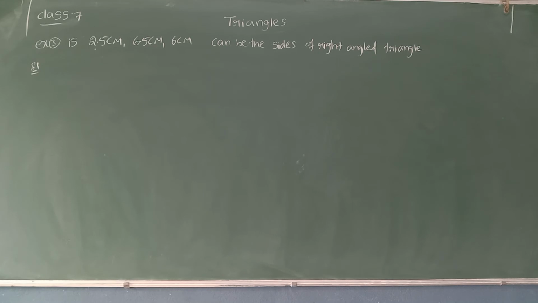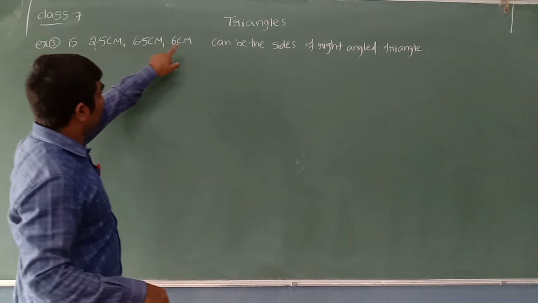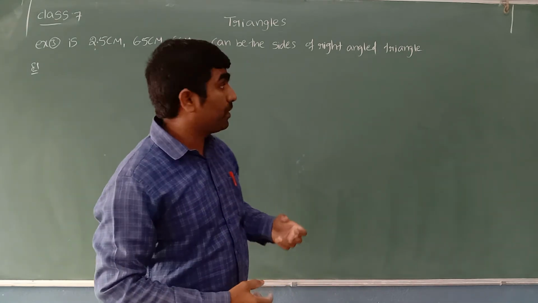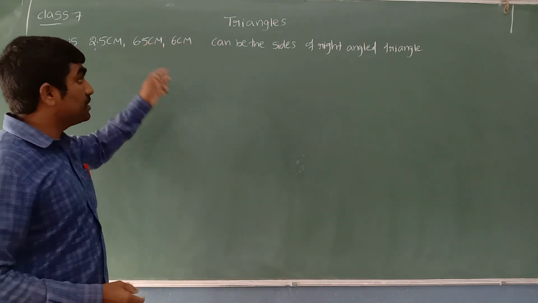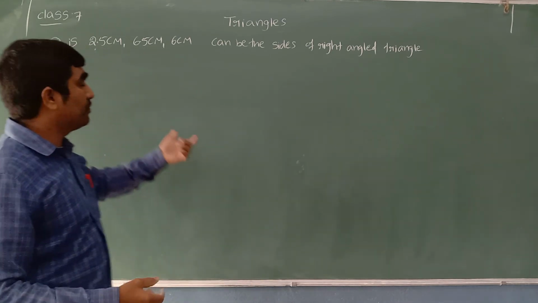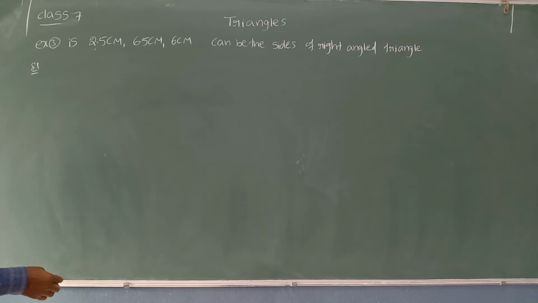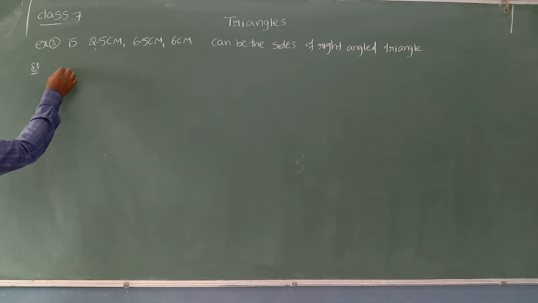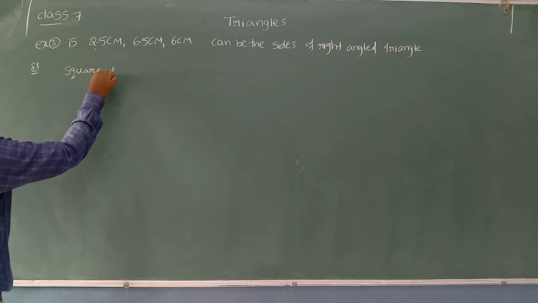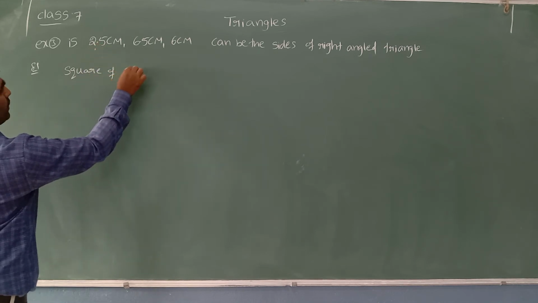Let's see one of the applications of Pythagoras. Can 2.5, 6.5 and 6 be the sides of a right angle triangle? We have to decide, using these sides, whether it is possible to form a right angle triangle or not. So we have to find the square of each side.